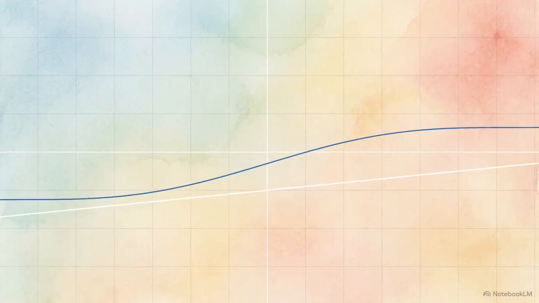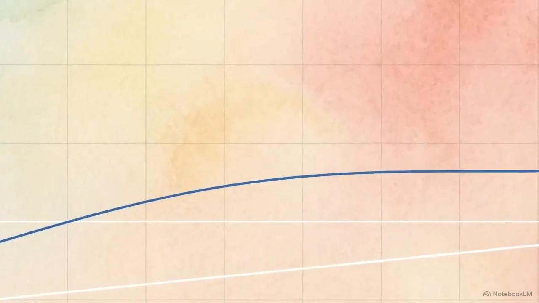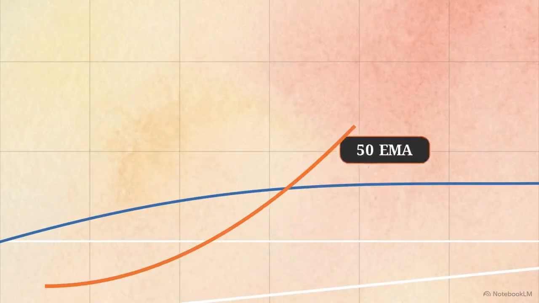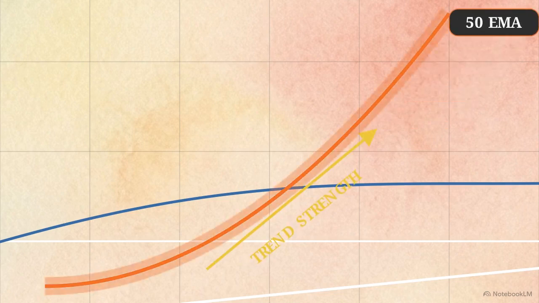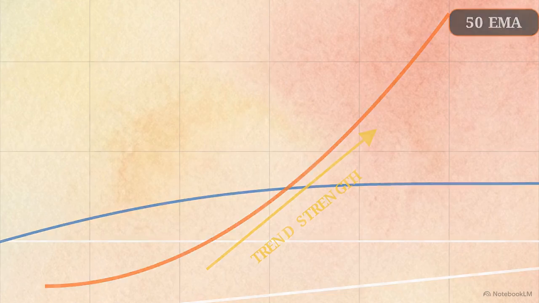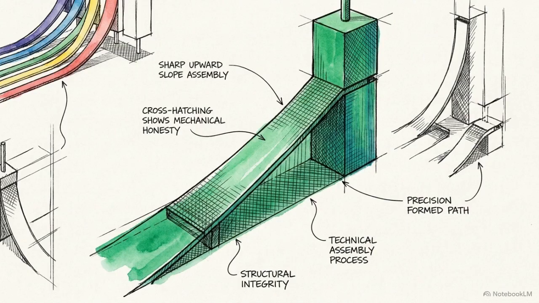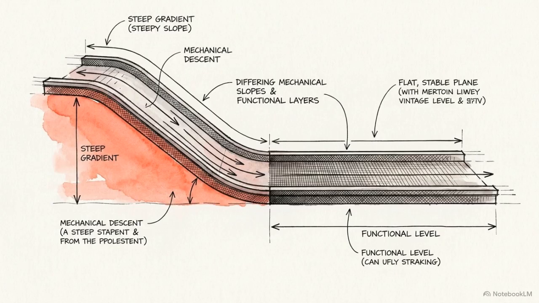With the macro direction set, we zoom in to evaluate the active trend using the 50 period EMA. This line is the primary gauge of immediate trend strength and institutional support. The angle of this line is critical. A rising 50 EMA signals a bullish environment, a falling slope indicates bearish control, and a flat 50 EMA means the market is consolidating and largely untradeable.